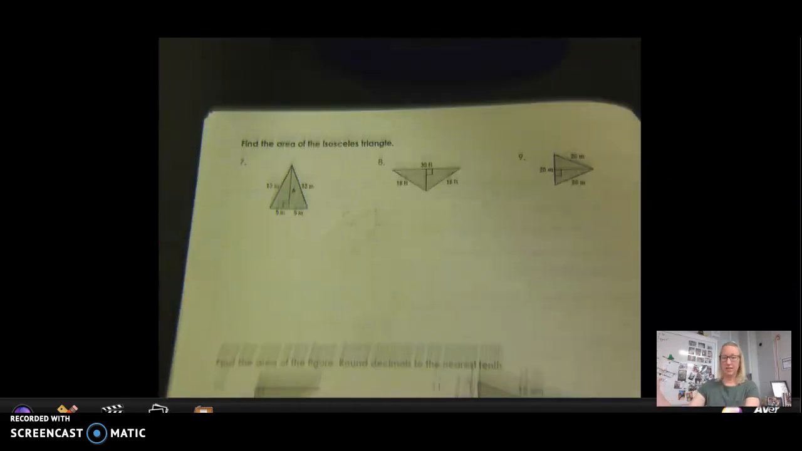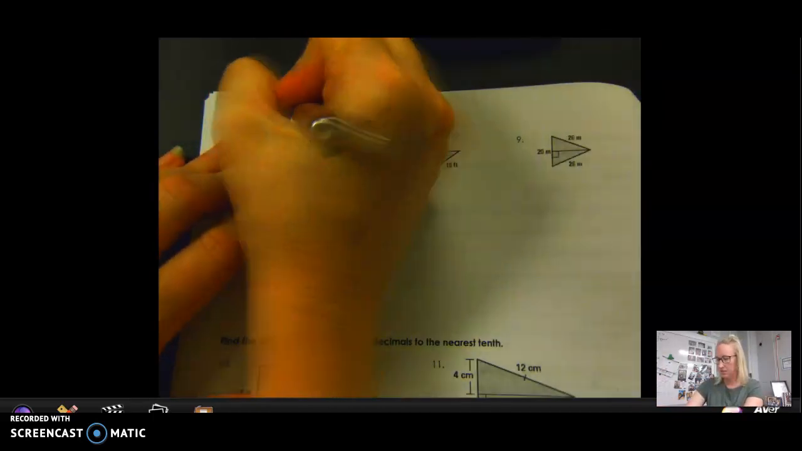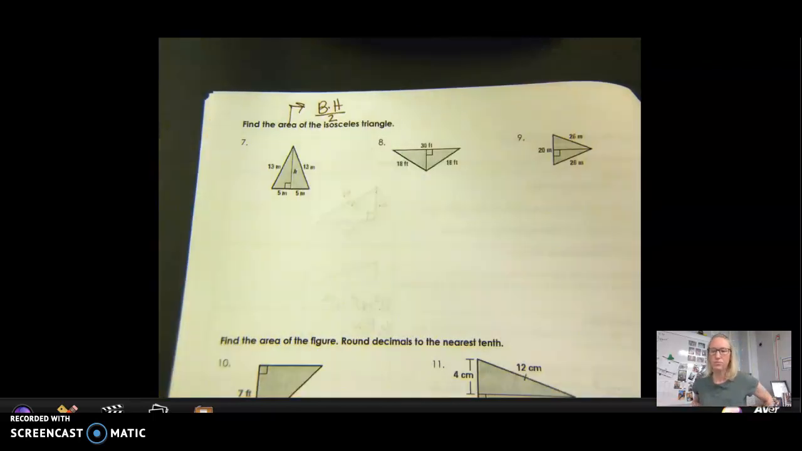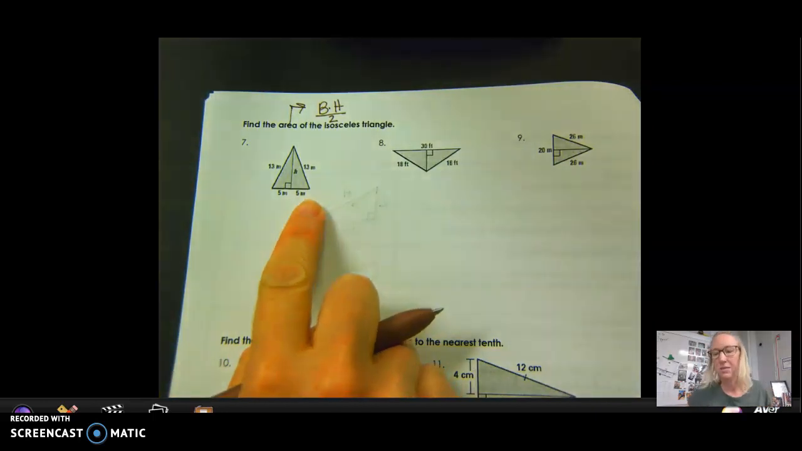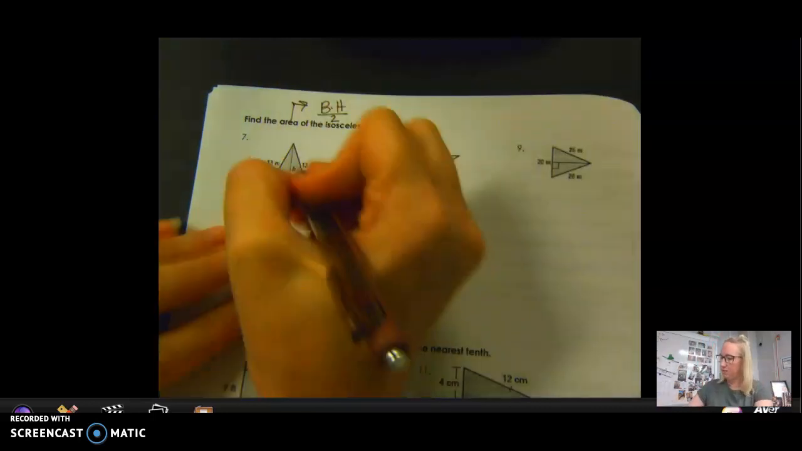All right, find the area of the isosceles triangle. In order to find the area, you have to know the area equation. Area equation is base times height divided by 2. So we have the base. The base is 10. The base and the height that they're talking about in that equation have to come together to form a 90-degree angle, so you've got to make sure of that. But what we don't have is the height.